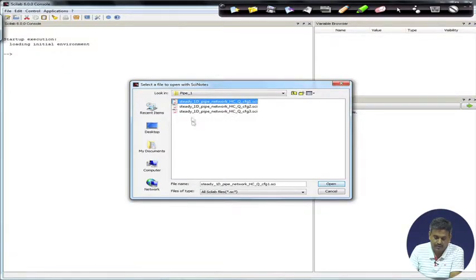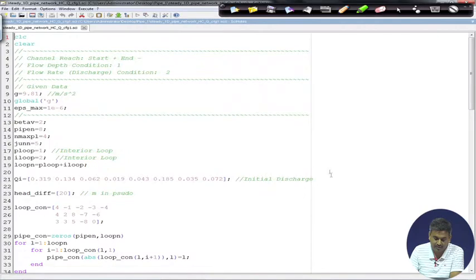So, let us start with this steady 1D pipe network HC, which is Hardy Cross discharge configuration 1. We will try to utilize the same structure as we have used in the case of gradually varied flow, but the fundamental difference is that we do not require that much computational effort like our gradually varied flow. Let us start with CLC, clear.